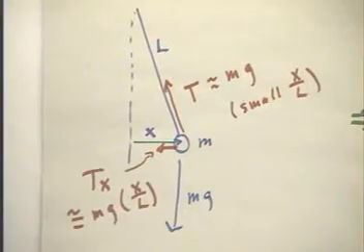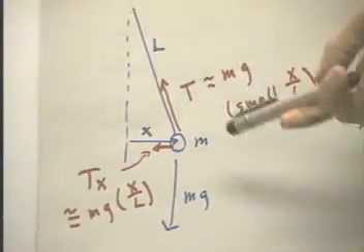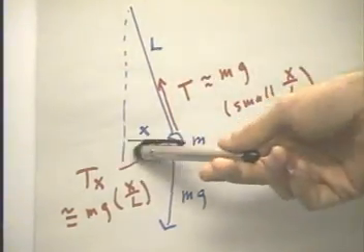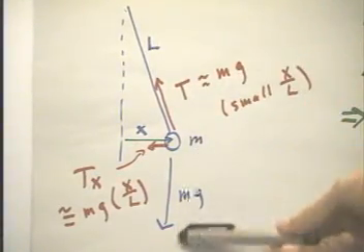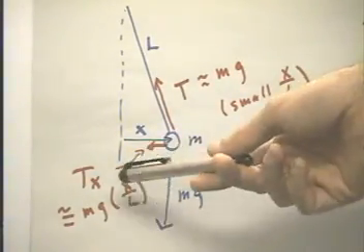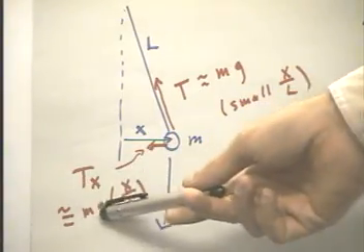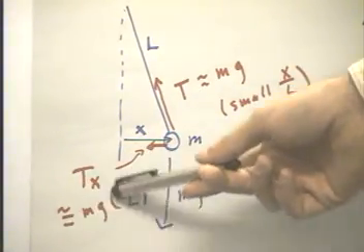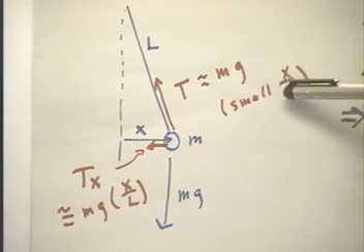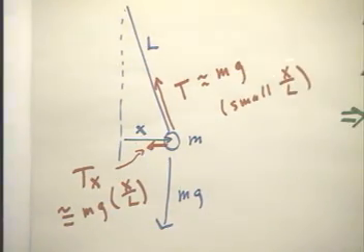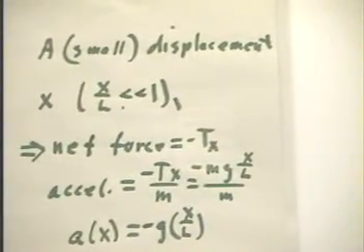We see a summary of these ideas. Pendulum of length L at displacement x, tension is approximately equal to mg, the weight. The x component is the weight times x over L. Now we're representing the weight by mg, and this all works for small x over L. All these approximations work when x over L is small, and they work very well, in fact.